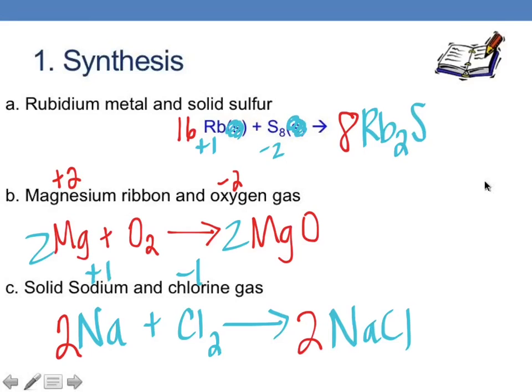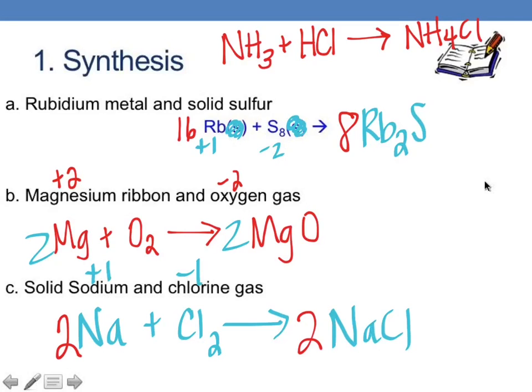So anytime you see 2 becoming 1, it doesn't have to always be elemental. You could have ammonia, which is a compound, and hydrochloric acid, which is a compound, and it could make that. So two compounds come together and make a bigger compound. That's synthesis too. If you had 3 reactants making 1, still synthesis. Okay?